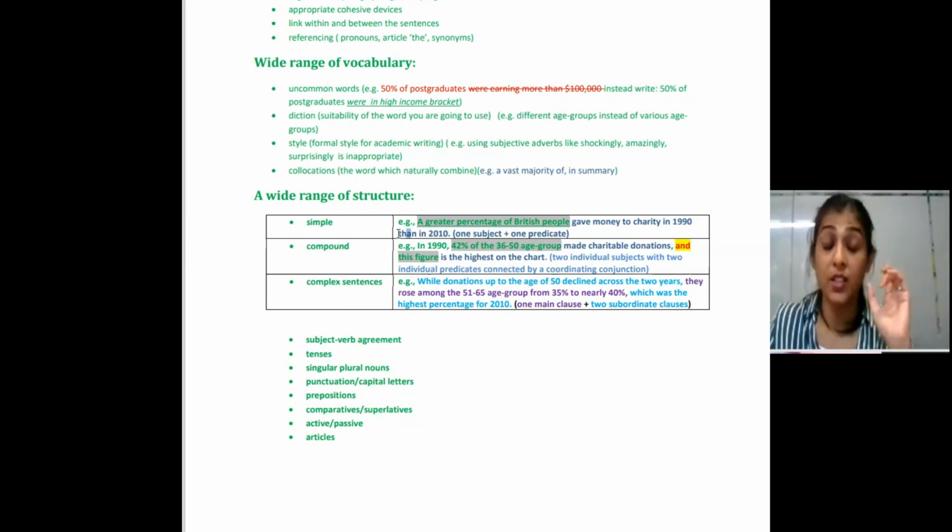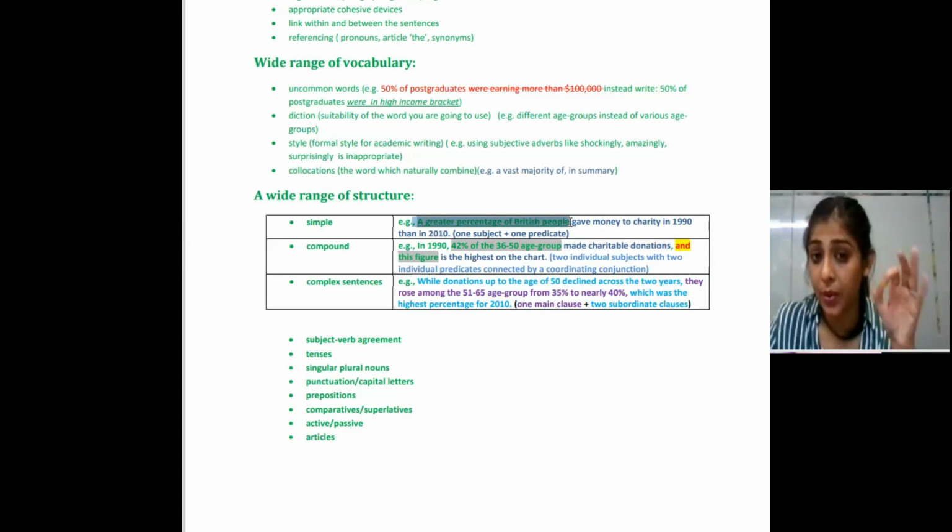Fine. Simple sentence. Now, for example, here, as you can see, a great percentage of British people. This is the subject. Then there comes the predicate: gave. Gave is the form of verb, plus the object, money to the charity in 1990, then in 2010. So all in all, this sentence has one subject, which is a great percentage of British people.